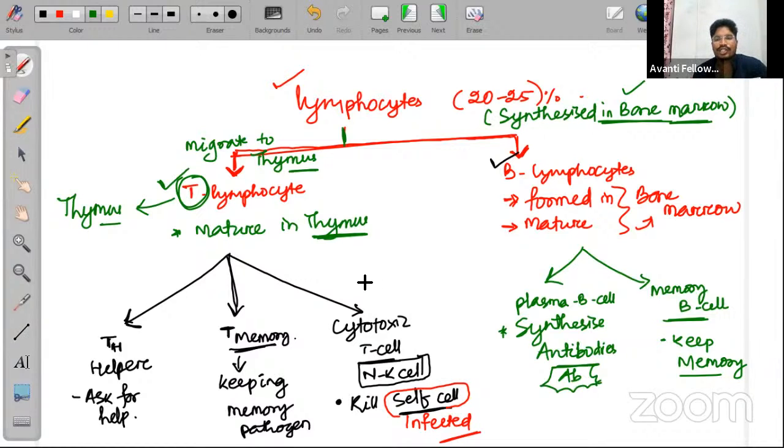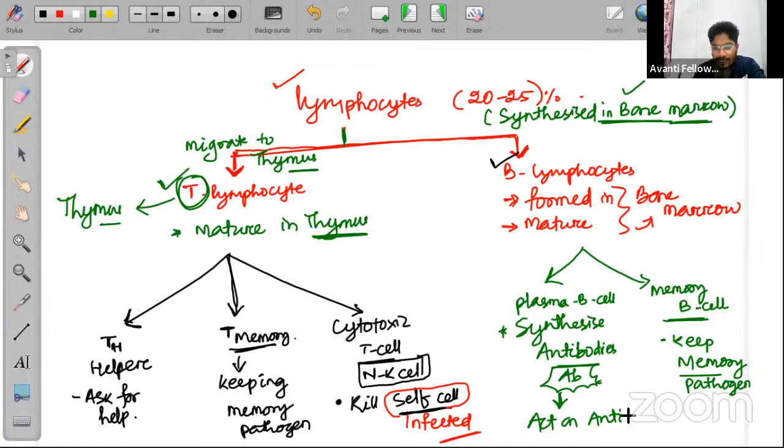Right, guys? So B lymphocytes can be of two types, right? First one is plasma B cell, second one will be your memory B cell. Memory B cell will be keeping memory against the pathogen, okay? How it has entered into the body, how it is reacting, how it is damaging the body, उन सब के बारे में ये memory रखेगा. Whereas the plasma B cell will synthesize antibody which will act on the antigen. ये किसके ऊपर act करेगा?